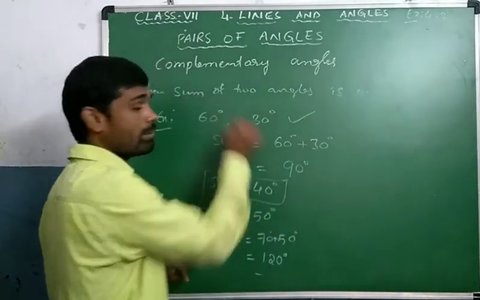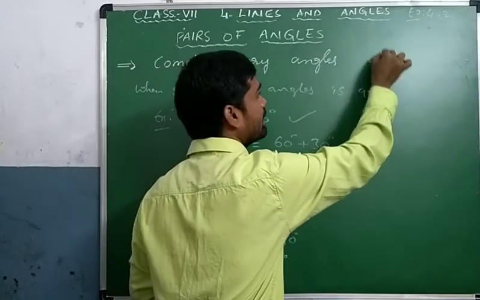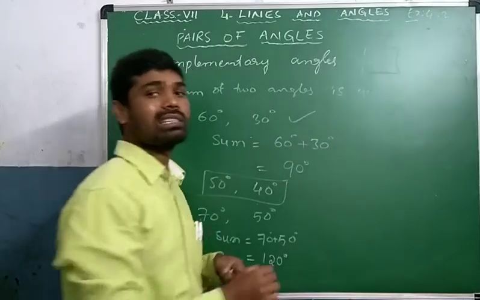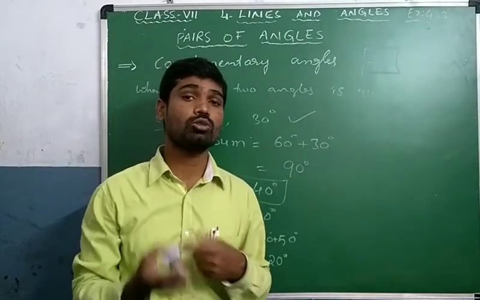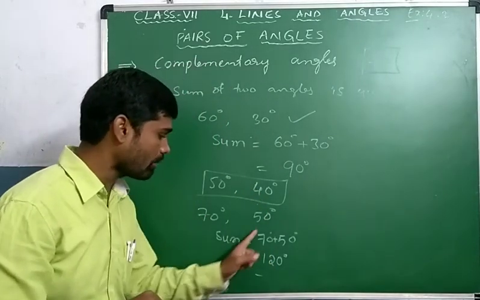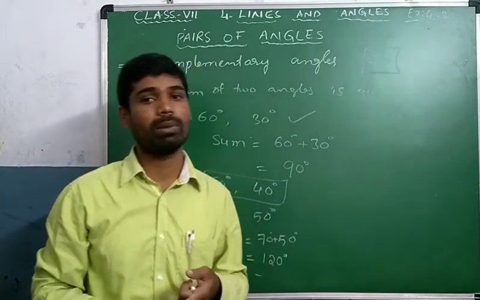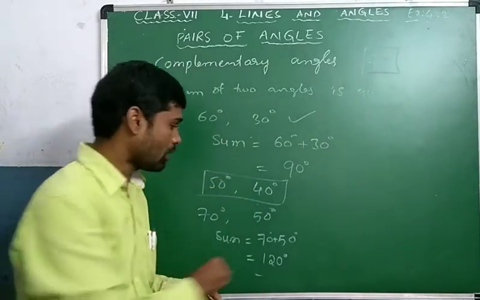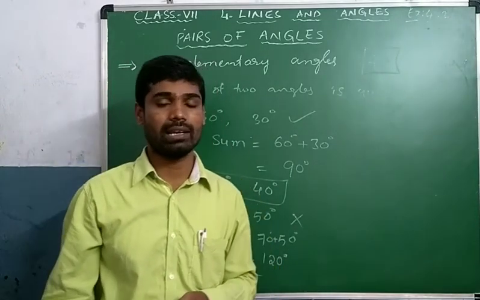Actually, what are complementary angles? When the sum of those two should be equal to 90 degrees. Not less, not more. Exactly 90 degrees. Then what do we call those two? Complementary angles. But here, the sum of these two angles is equal to 120 degrees, so they are not complementary angles. So now these two, 70 and 50, are not complementary angles.